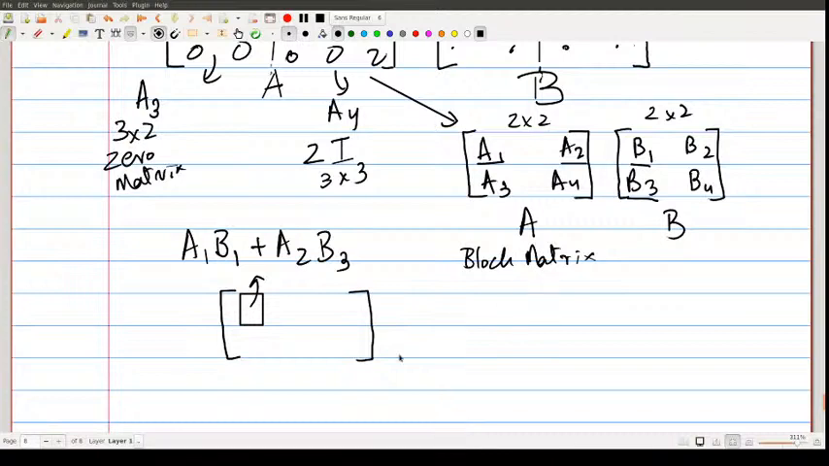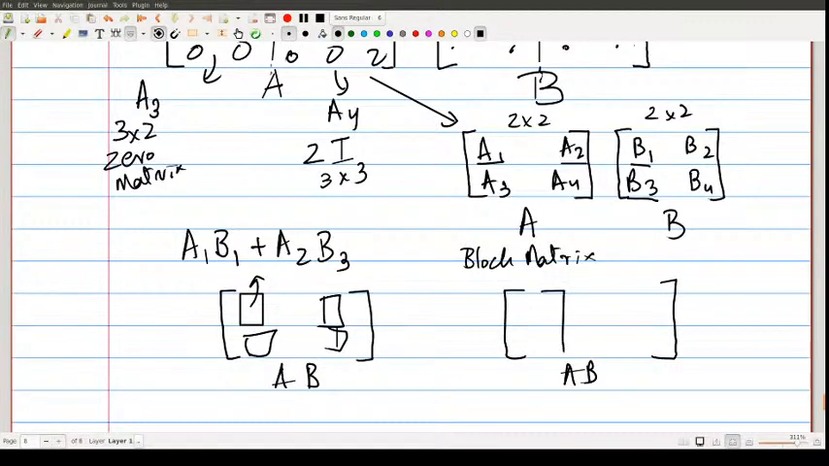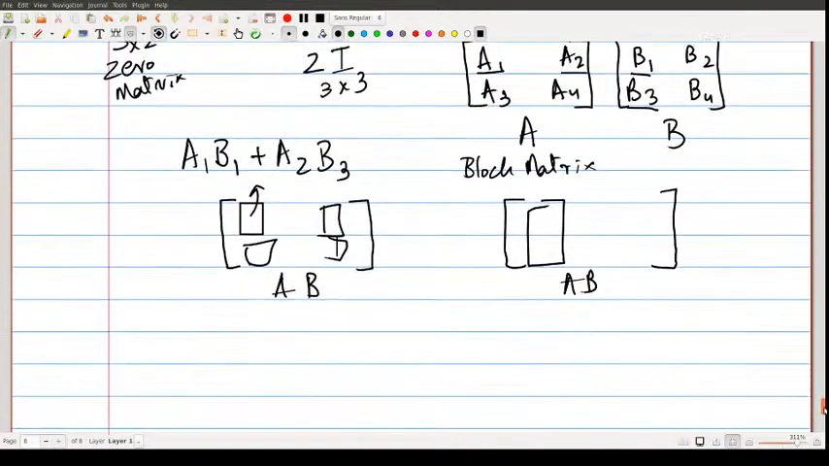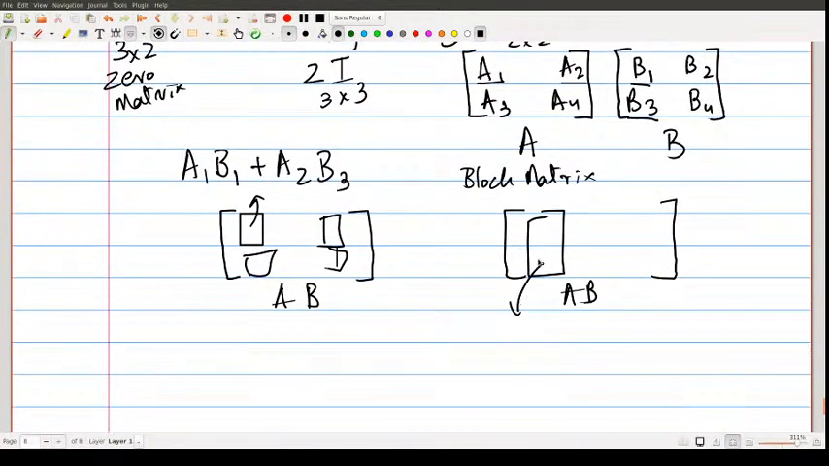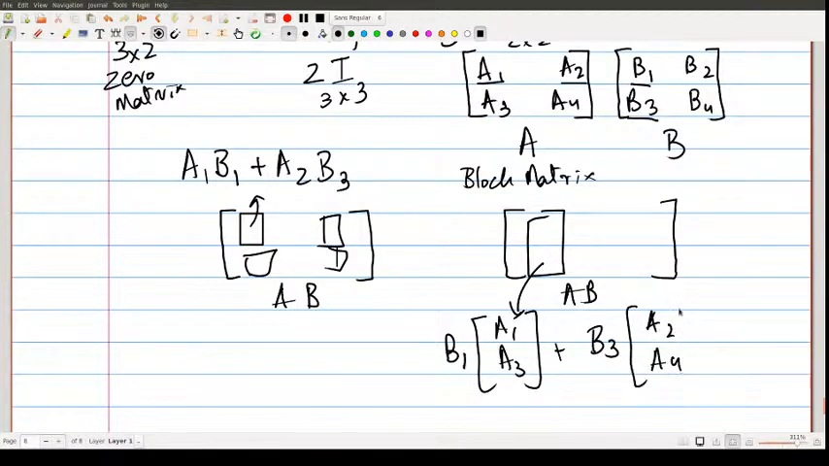The other way, of course, of viewing this, so this is one way of looking at it when we look at it entry by entry. The other way of looking at it would, of course, be to take linear combinations, right? So if I want the first column of AB, then the first column of AB is going to be the linear combination of the columns of A, which means this will be B1 times the column A1 A3 plus B3 times the column A2 A4, right?